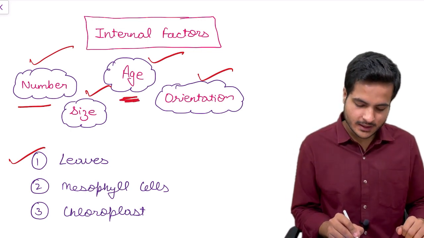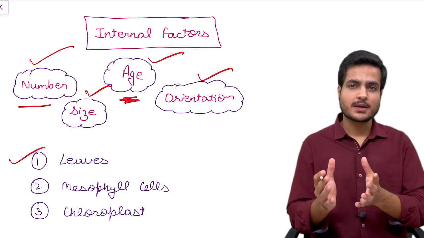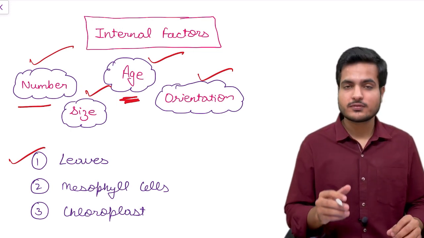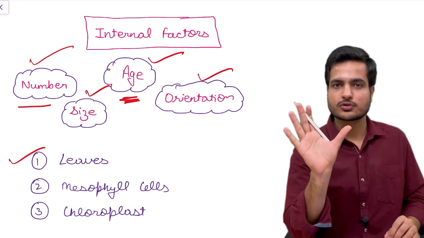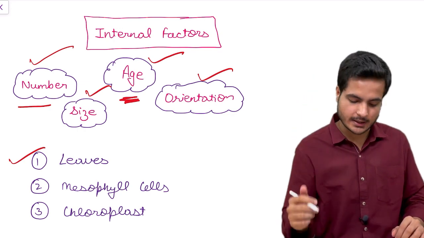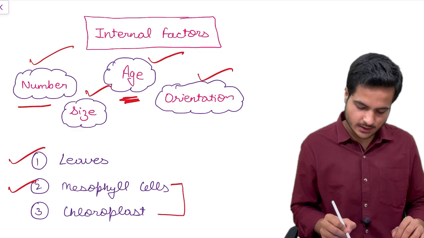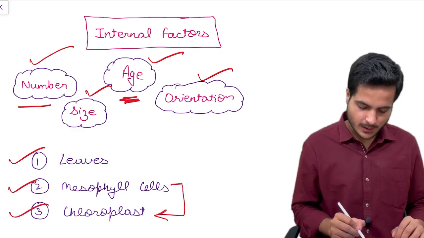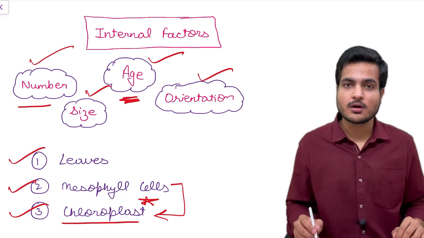But older leaves would perform a slower rate of photosynthesis in comparison to the younger leaves. And if the orientation of a leaf is towards sunlight, it will perform more photosynthesis in respect to the leaf which is facing away from the sunlight. Similarly, we have mesophyll cells. Mesophyll cells contain chloroplasts, and the chloroplast is an organelle which can align itself according to the need of the plant.